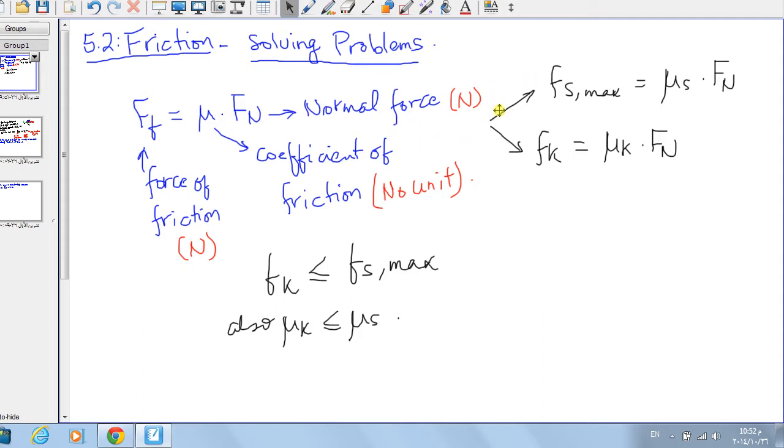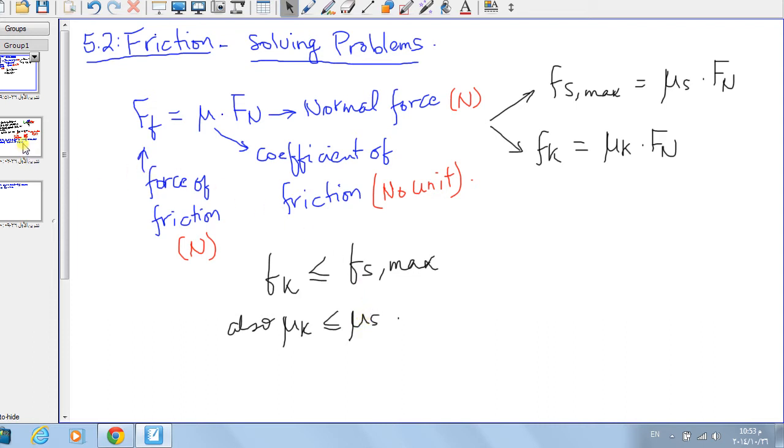Now, if the object is not moving, then the force of friction is static and it's Fs max equals mu s times Fn. And if the object is moving, then the force of friction is kinetic and Fk equals mu k times Fn. As I told you, Fk is always less than or equal to Fs max, and since Fk is less than Fs max and Fn is the same, of course mu k will also be less than or equal to mu s.